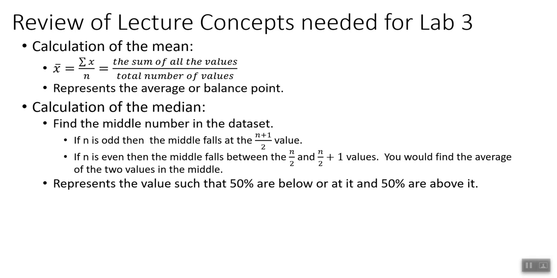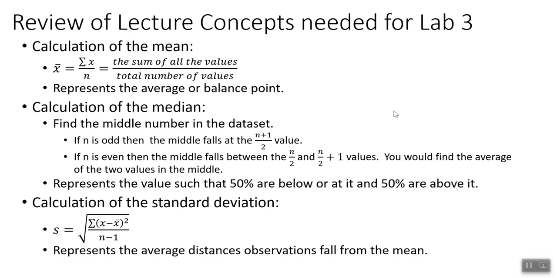You'll also have to calculate the median. To find this, you find the middle number in the data set. There are multiple ways to do that. One way is that if n, the sample size, is odd, then the middle will fall at the (n+1)/2 value. If n, the sample size, is even, then the middle falls between two values, and specifically the n/2 and the n/2 plus 1 values. Then you would find the average of the two values. Make sure that you have sorted the data before you try to calculate the median. The median does represent the values such that 50% are below or at it, and 50% of the values are above it.